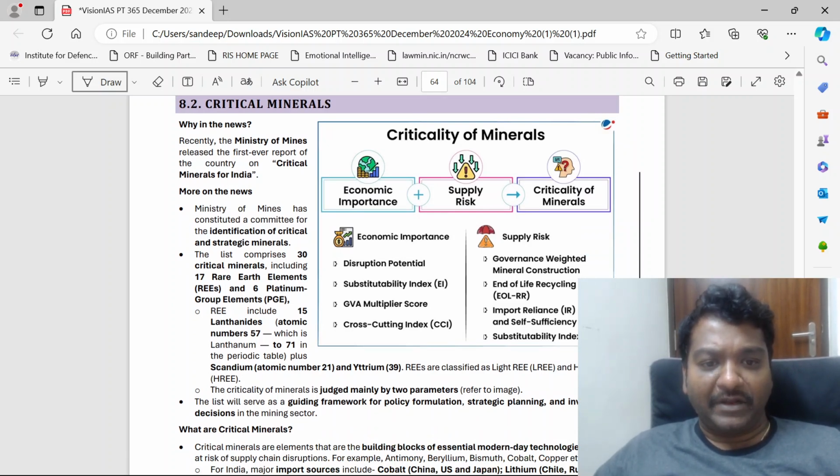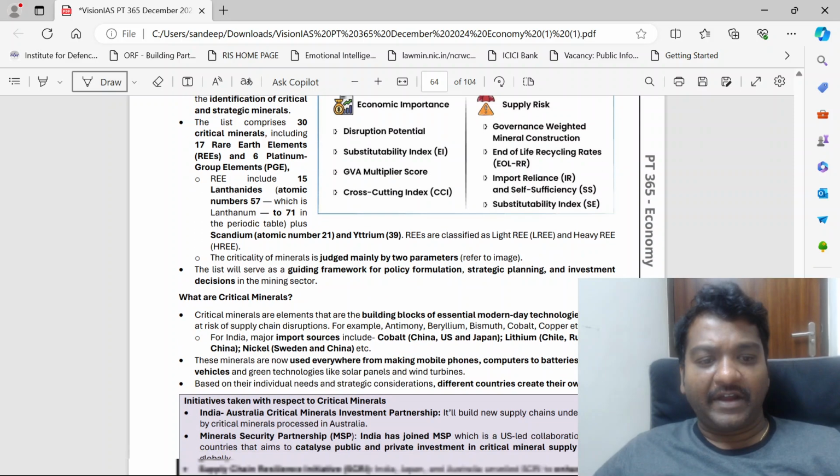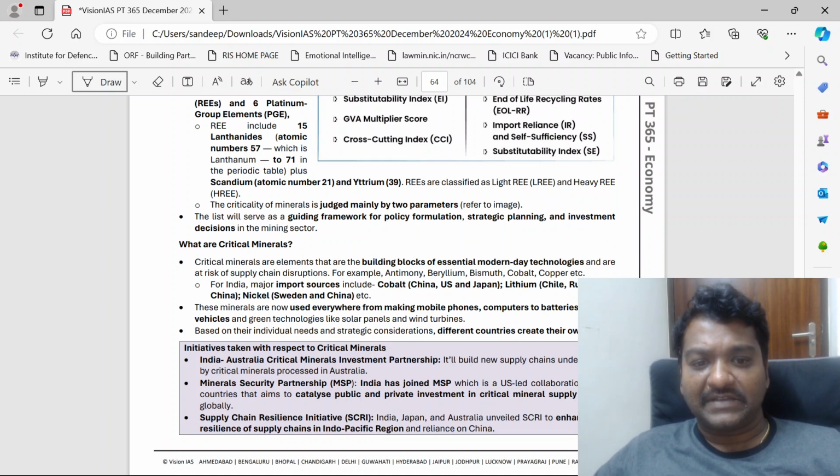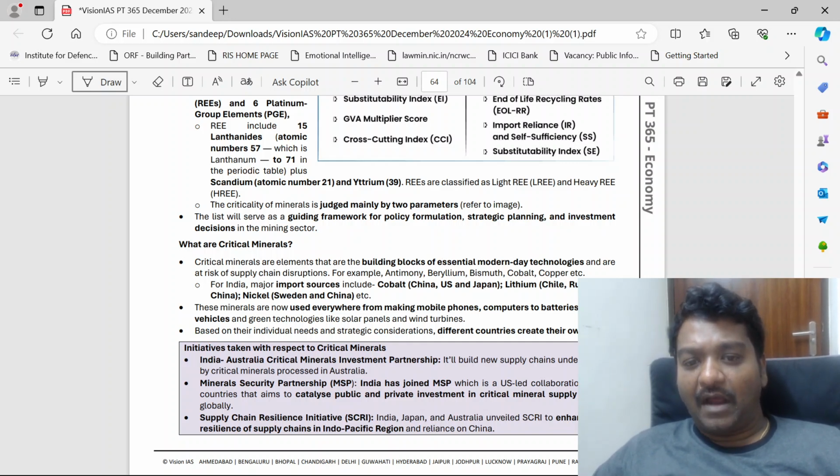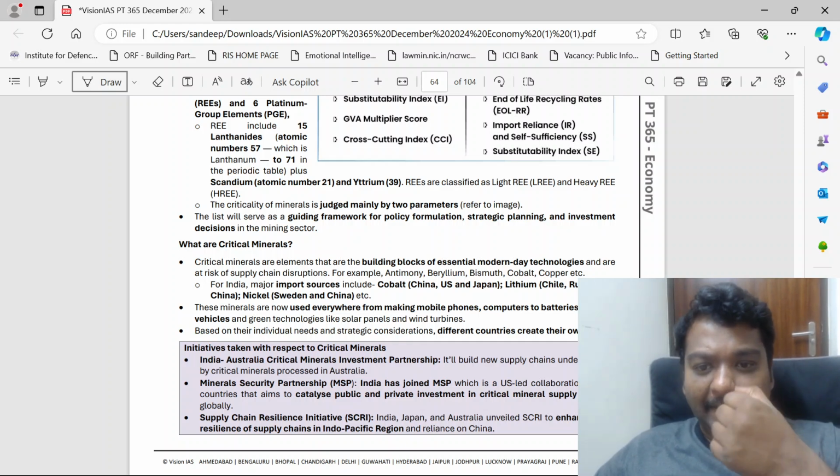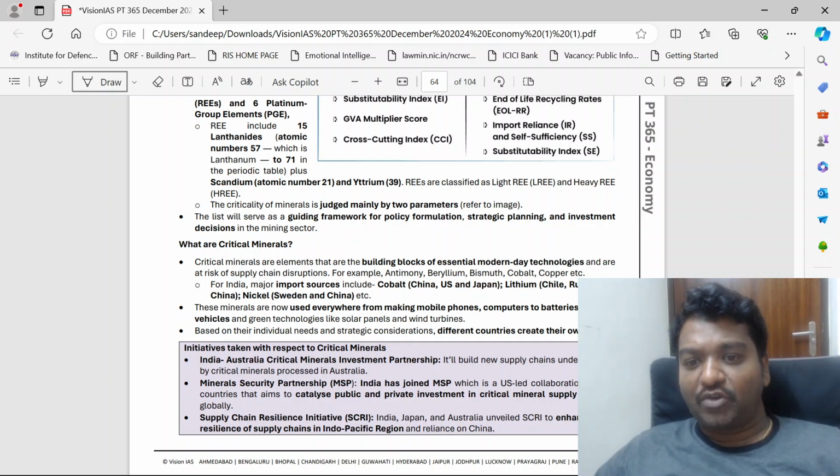30 critical minerals including 17 rare earth elements and 6 platinum group elements. What are critical minerals? Critical minerals are elements that are the building blocks of essential modern day technologies and are at risk of supply chain disruptions. For example, antimony, beryllium, bismuth, cobalt, copper, etc. Very important, guys.